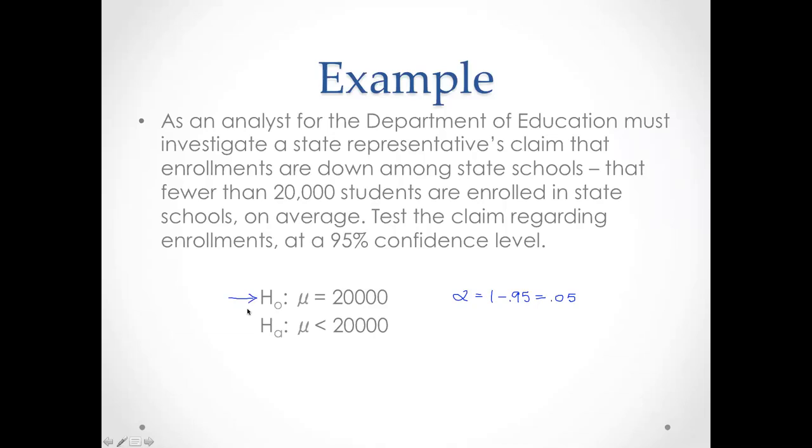Our null hypothesis given here, mu equal 20,000, is stating that by default, we're assuming the true population mean is 20,000 students. The alternative hypothesis aligns with the claim which we are trying to test, mu less than 20,000. In other words, fewer than 20,000.